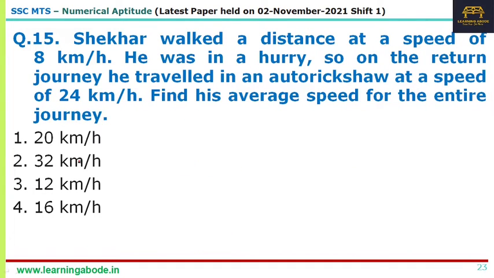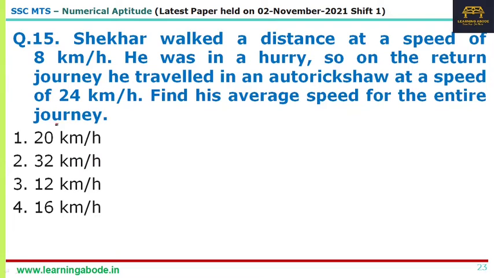Now question number 15. A time, speed and distance question. Shekhar walked the distance at a speed of 8 km per hour. He was in a hurry, so on the return he traveled by auto rickshaw at the speed of 24 km per hour. Find the average speed of the entire journey.